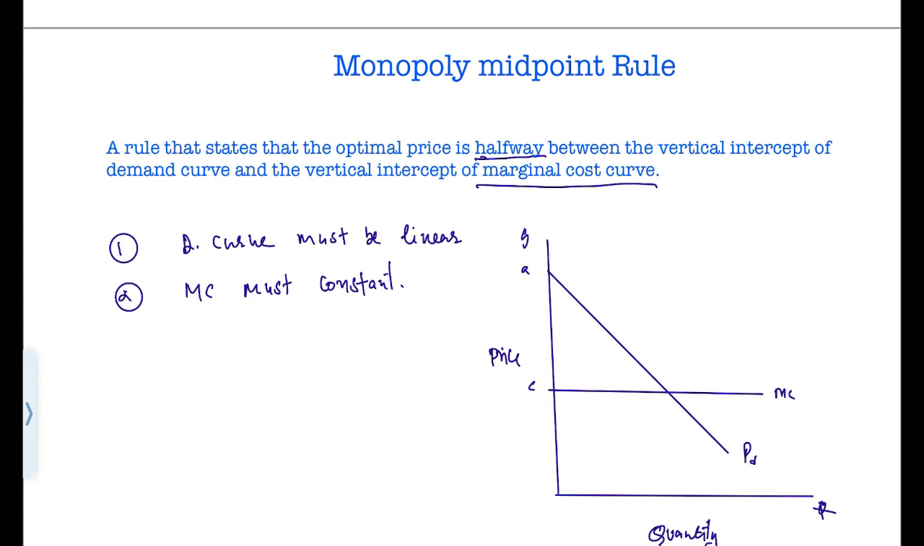In such a case the equilibrium price would be (a plus c) upon 2. Directly you can solve by substituting values in this formula. So this is known as the midpoint rule. Now I'm going to tell you through a numerical problem.